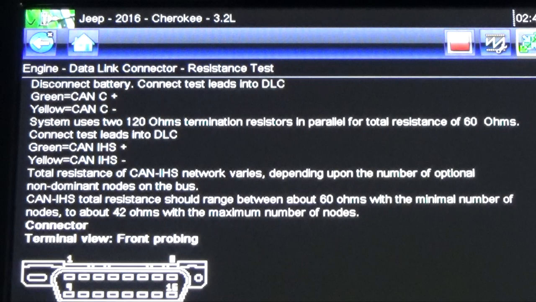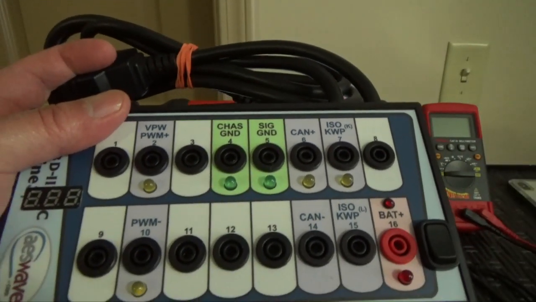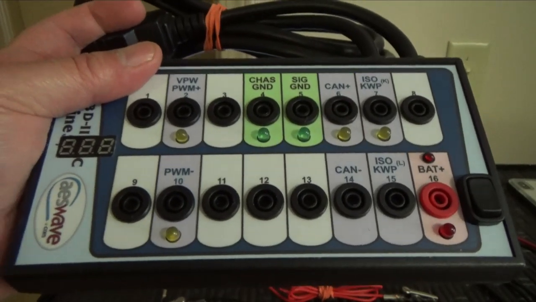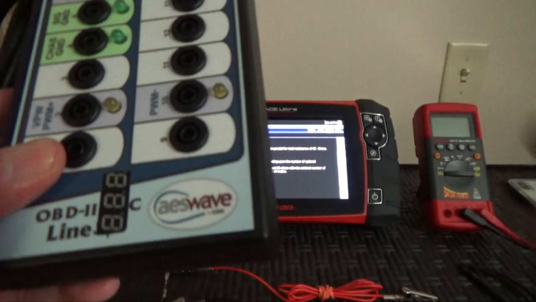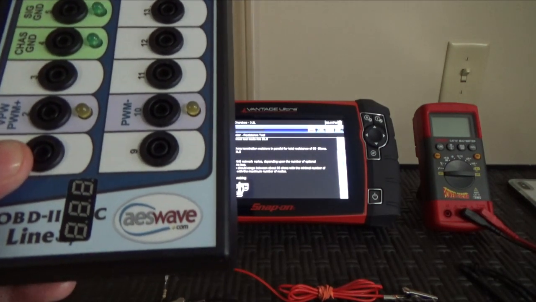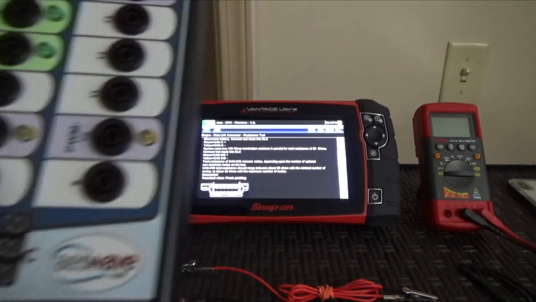Then another thing, when you measure resistance, you have to either use that tool that I just showed you. This tool is about $200 and it's made by AESwave.com. You can find it there.